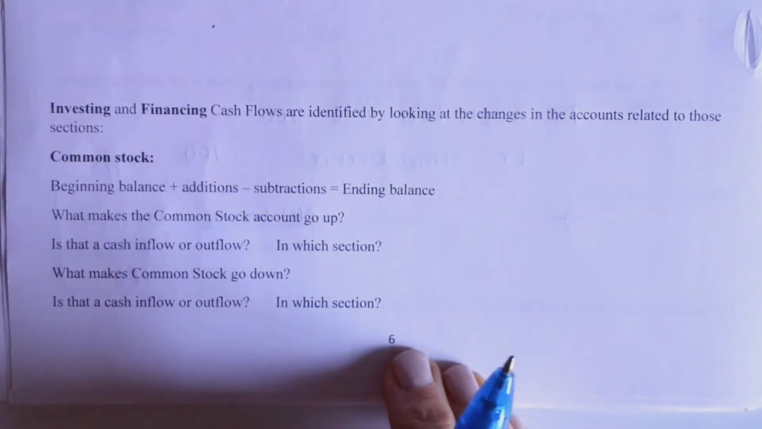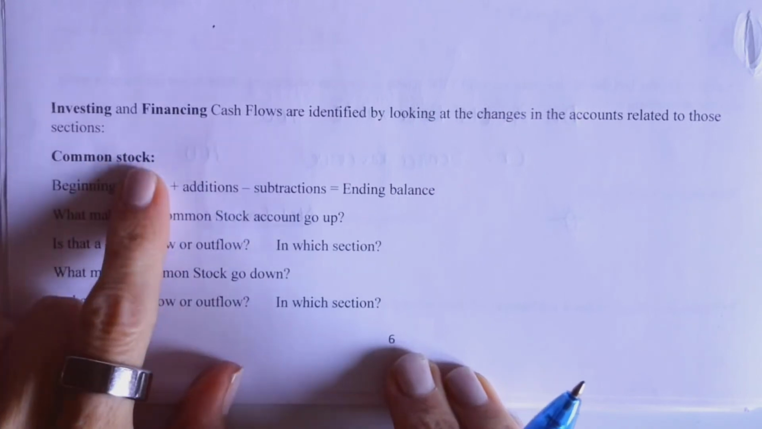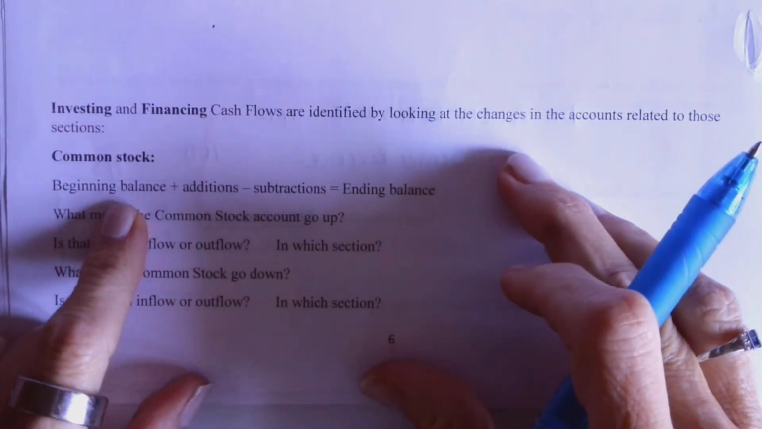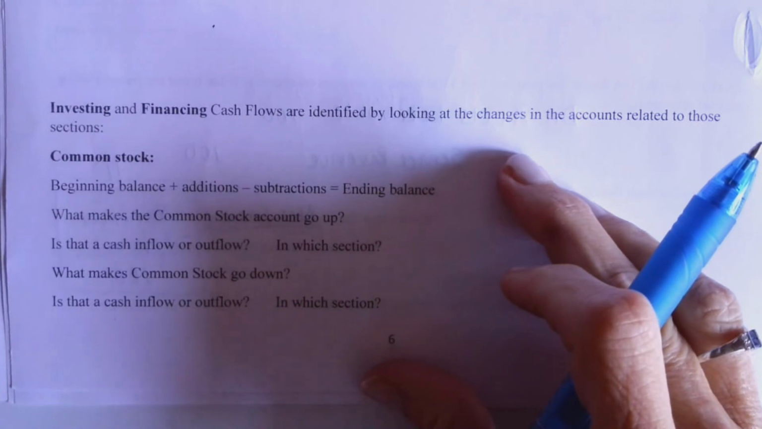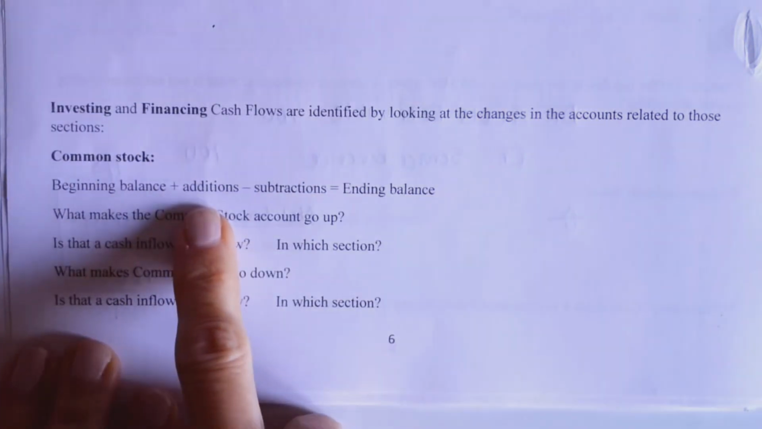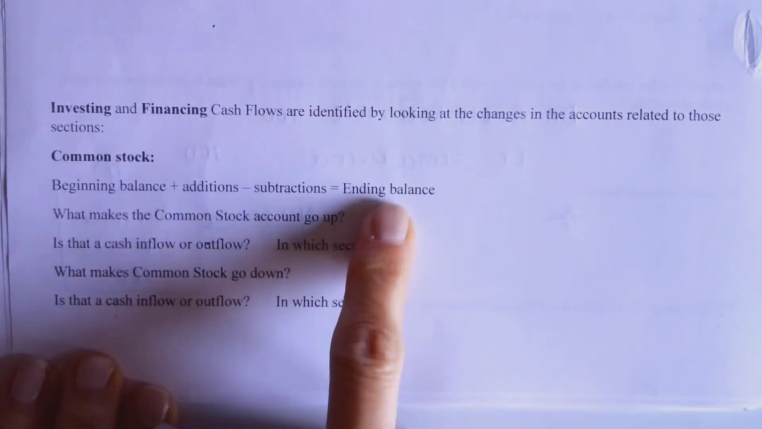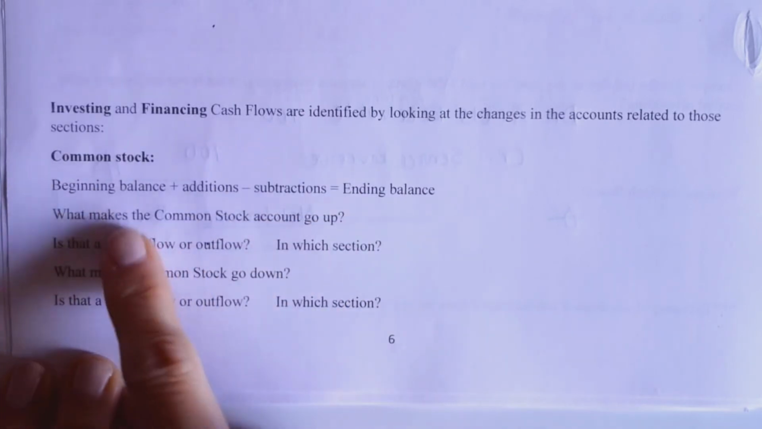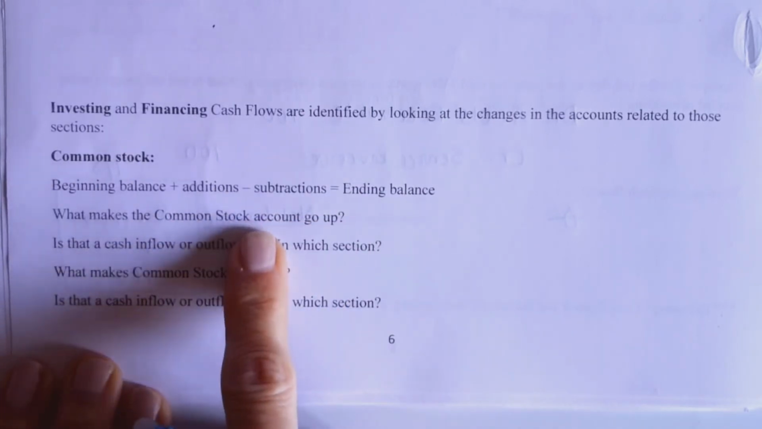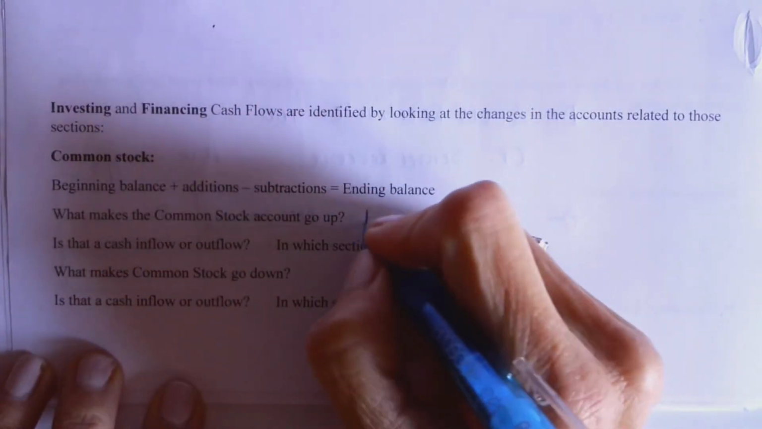Right, we're going to look at the changes in all the accounts. So common stock, right? We're going to have the beginning balance, whatever it was on the first balance sheet. It could go up, it could go down. We're going to end up with some ending balance. Remind me what makes common stock go up. Issuance of common stock, good.